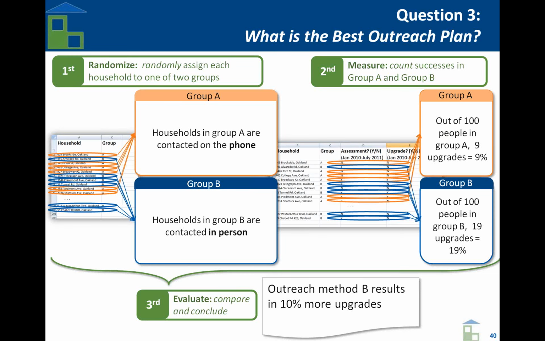Okay, so briefly another type of question you might be interested in is what the best outreach plan is. So maybe you'd have Group A where the households are contacted by phone, and Group B where households are contacted in person. Maybe Group A gets 9% upgrades and Group B gets 19% upgrades.